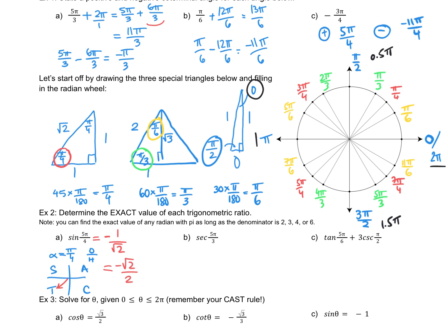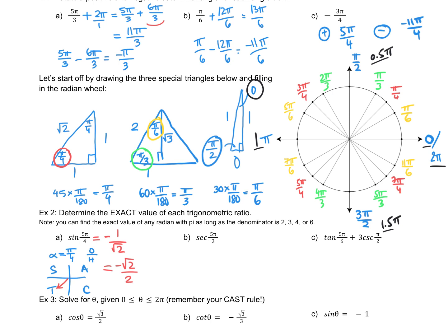And then I'm just comparing 0, 0.5, 1, and 1.5. So that 1.25 fits perfectly between 1 pi and 1.5 pi. So I'm in quadrant 3. So let's go to the next one.